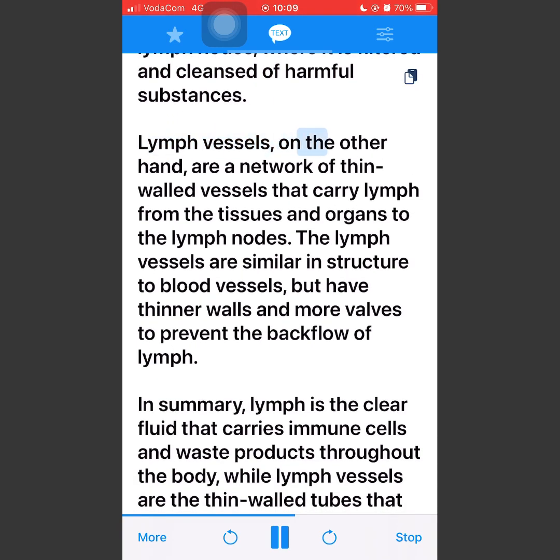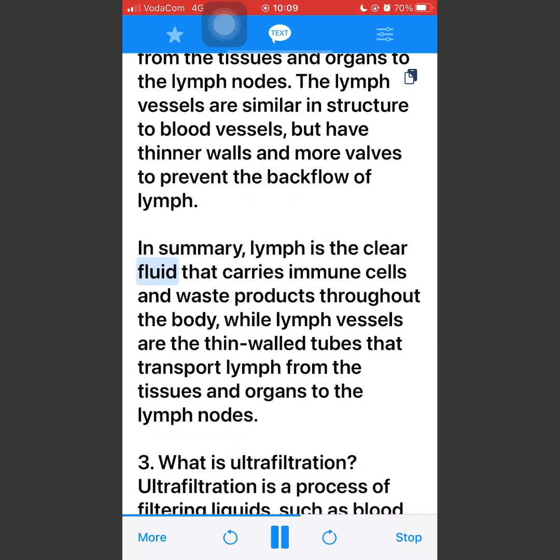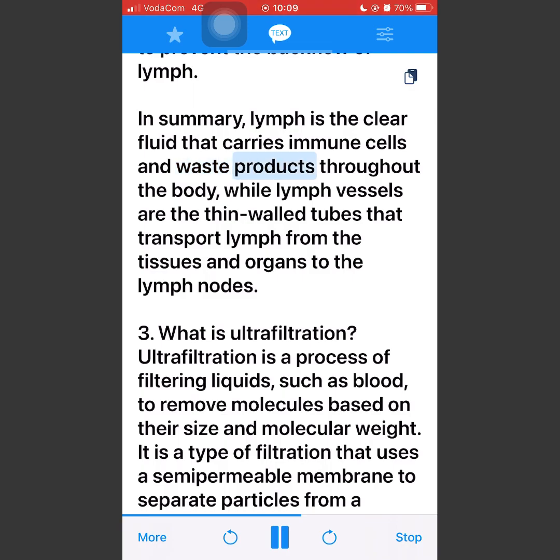Lymph vessels, on the other hand, are a network of thin-walled vessels that carry lymph from the tissues and organs to the lymph nodes. The lymph vessels are similar in structure to blood vessels, but have thinner walls and more valves to prevent the backflow of lymph. In summary, lymph is the clear fluid that carries immune cells and waste products throughout the body, while lymph vessels are the thin-walled tubes that transport lymph from the tissues and organs to the lymph nodes.